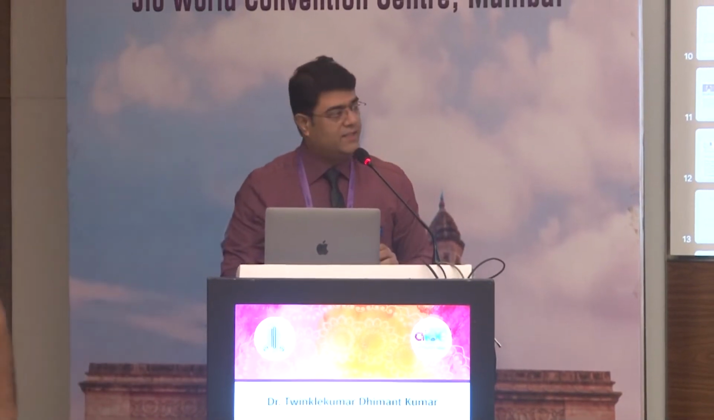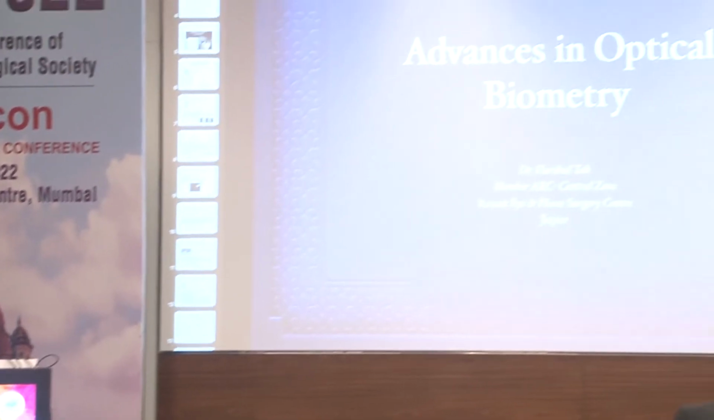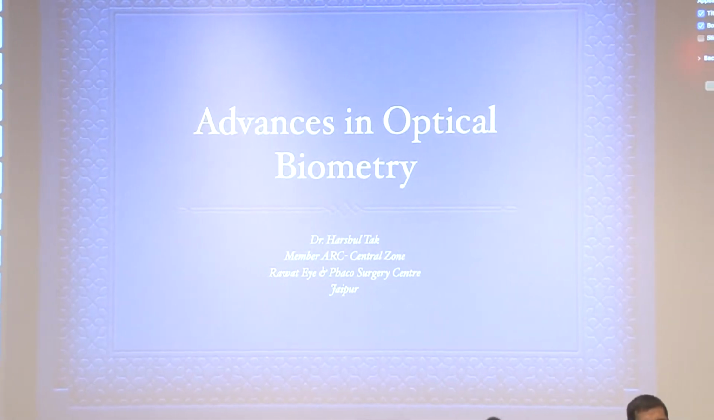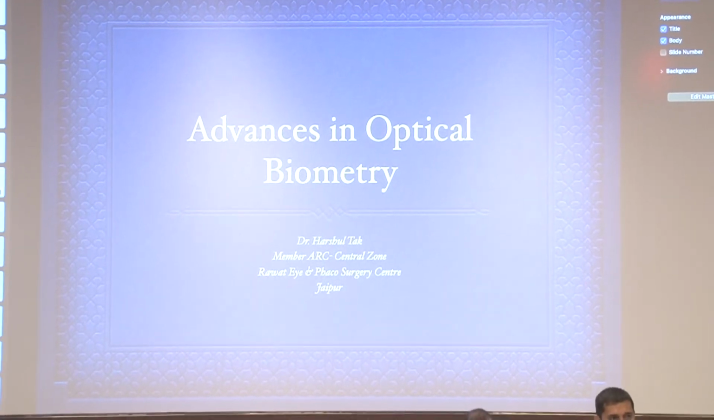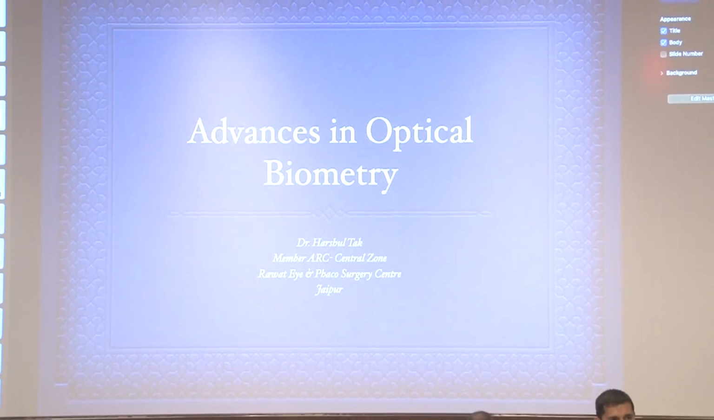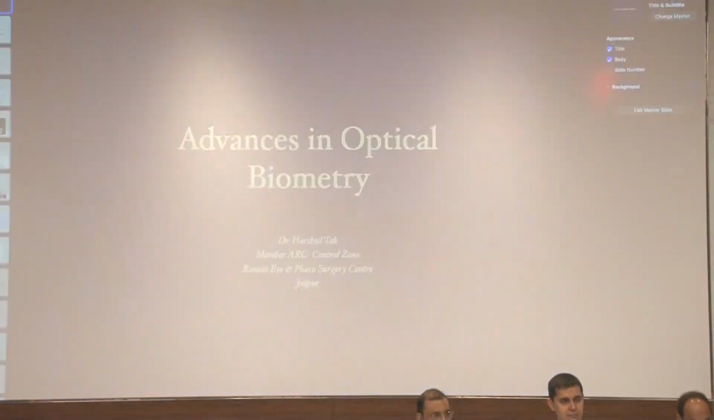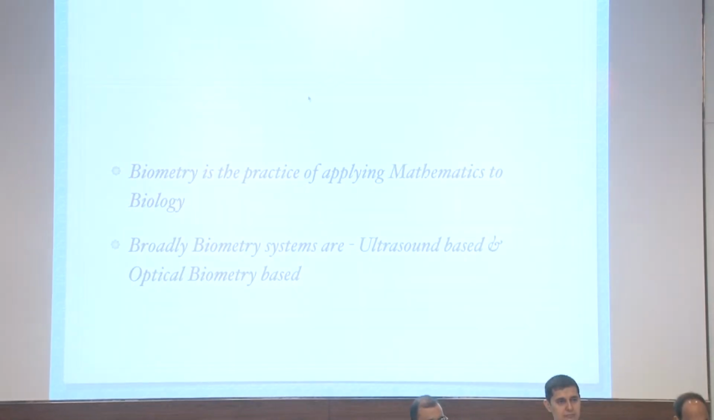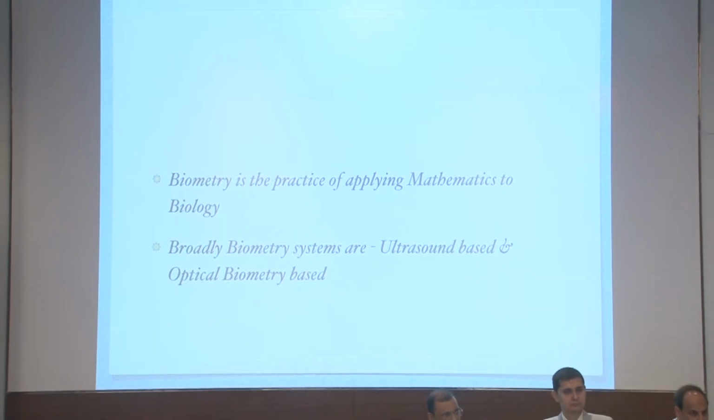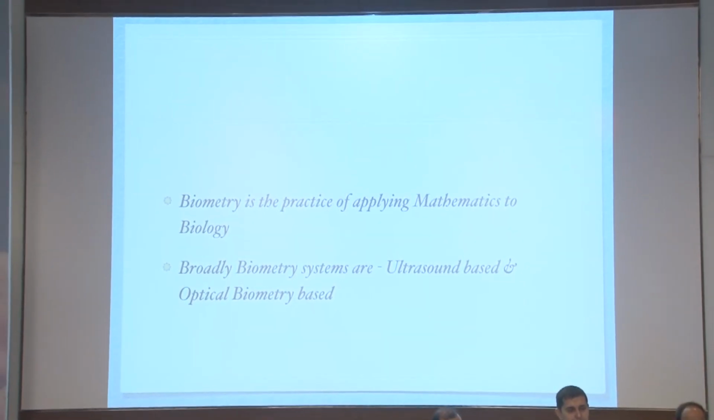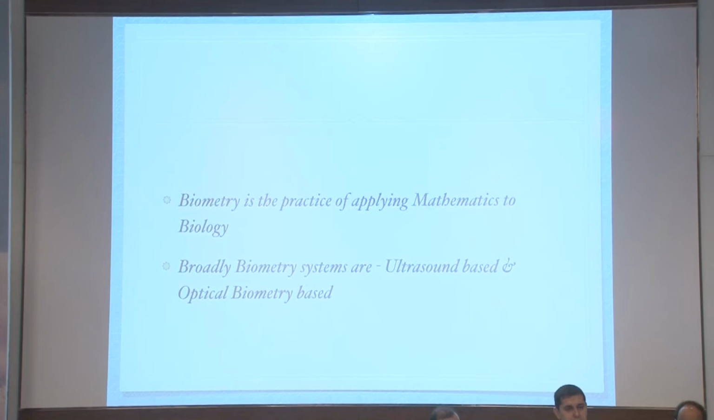So we all know that once the optical biometer IOLMaster was introduced in 1990, it changed the way we started measuring axial length, especially all the parameters, with exactitude. So let's see what are the advances in biometers. So we all know that biometry is the principle of applying mathematics to biology. So broadly, there are ultrasound based systems, and there are optical biometry based systems.